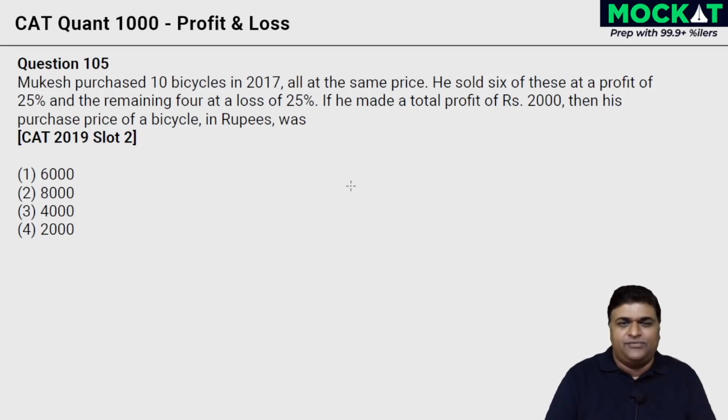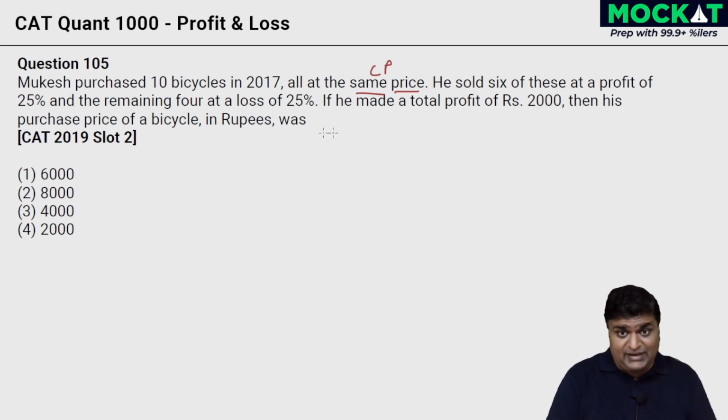On to question 105. Mukesh purchased 10 bicycles in 2017, all at the same price. He sold 6 of these at a profit of 25% and the remaining 4 at a loss of 25%. So the CP is the same everywhere, right? And 6 at a profit of 25%, 4 at a loss of 25%. If he made a total profit of 2000, then his purchase price of a bicycle is what?